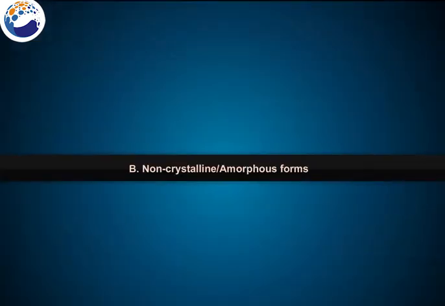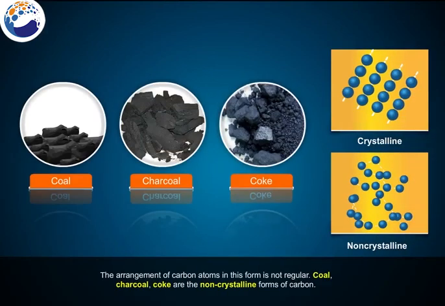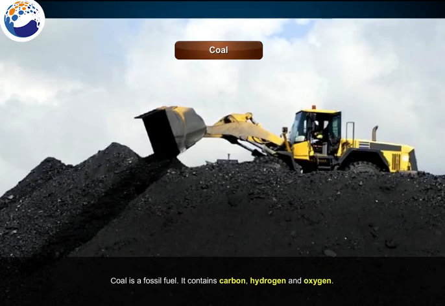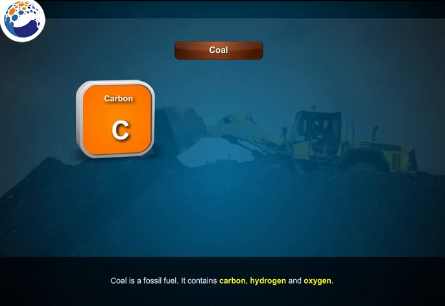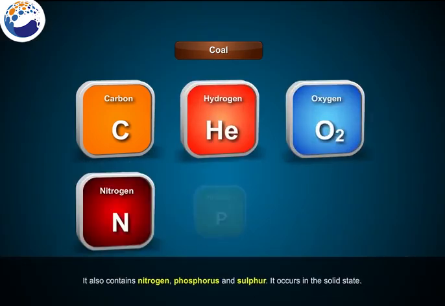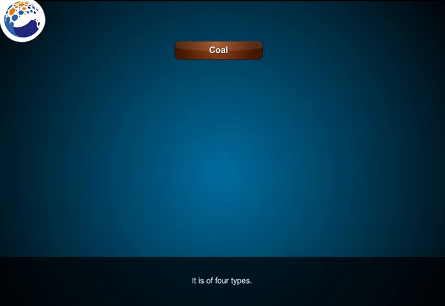B. Non-crystalline or amorphous forms. The arrangement of carbon atoms in this form is not regular. Coal, charcoal, coke are the non-crystalline forms of carbon. 1. Coal. Coal is a fossil fuel. It contains carbon, hydrogen and oxygen. It also contains nitrogen, phosphorus and sulfur. It occurs in the solid state. It is of 4 types.